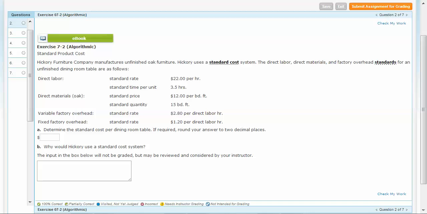And it says Hickory Furniture Company manufactures unfinished oak furniture. Hickory uses a standard cost system. The direct labor, direct materials, and factory overhead standards for an unfinished dining room table are as follows. Direct labor standard, we have the rate and the amount of time. Direct materials, oak, standard price, how much we're going to use is 15 board feet. Variable factory overhead, standard, $2.80. Fixed, standard, $1.20. So now we're going to make some calculations on this.